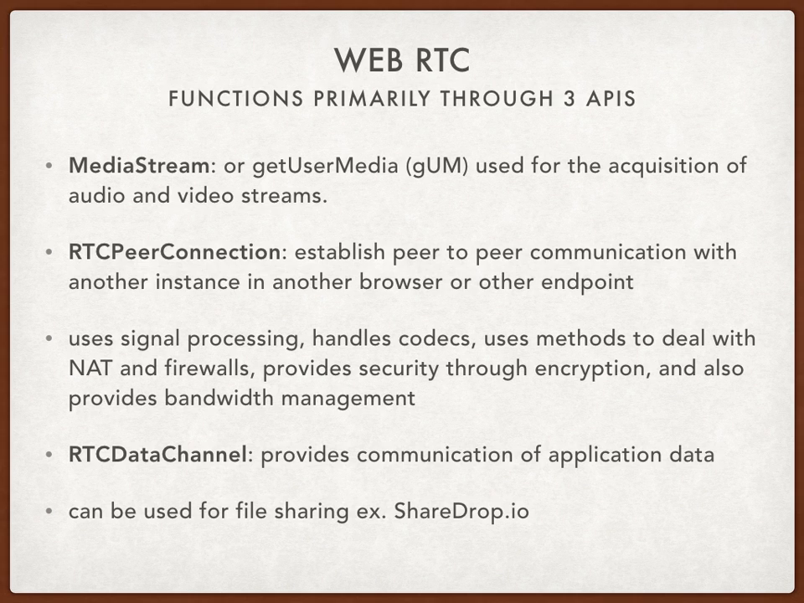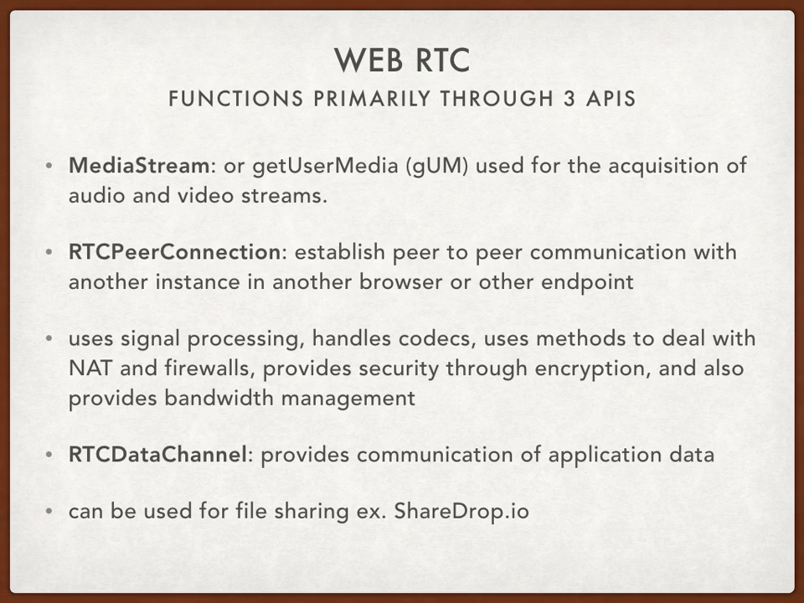WebRTC primarily functions through the use of three APIs. MediaStream, also called Get User Media, or GUM. MediaStream is used for the acquisition of audio and video streams. Combined with other APIs, GUM provides functionality.